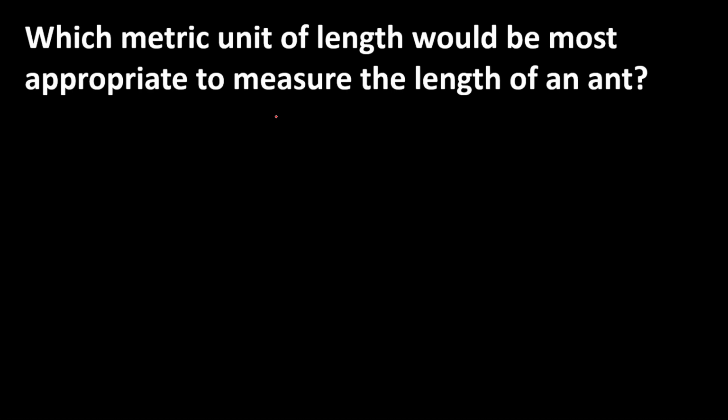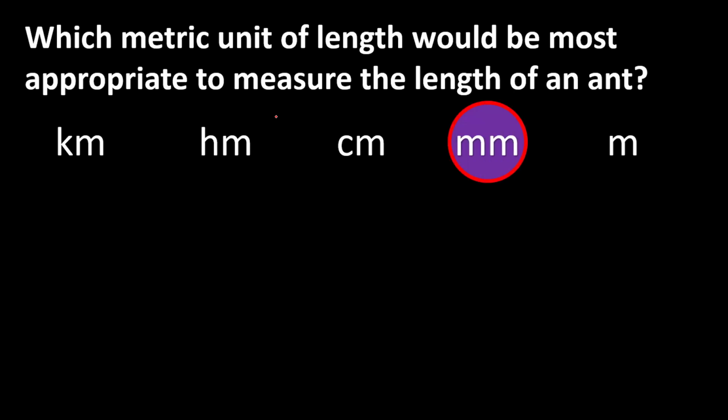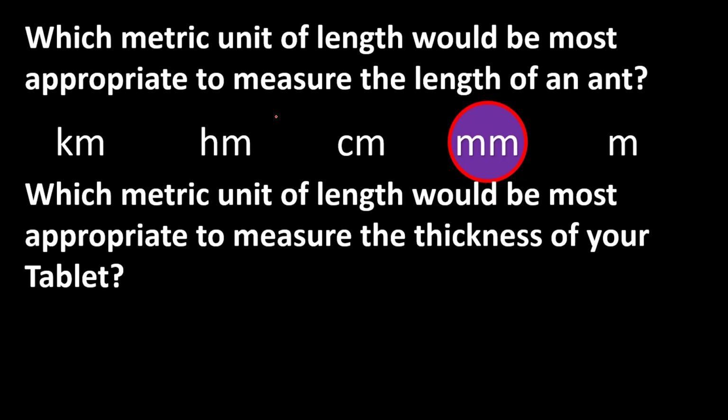So, he is asking here about the appropriate unit to find the length of anything. Which metric unit of length would be most appropriate to measure the length of an ant? We will use kilometer, hectometer, centimeter, millimeter or meter. Ask yourself, an ant is what? An insect. So, it's very small. So, we'll use millimeter, the smallest one.